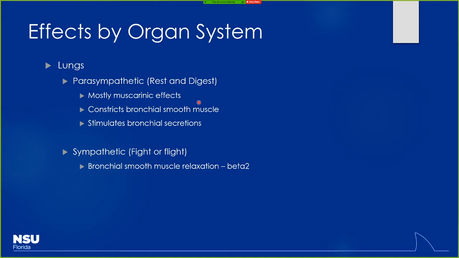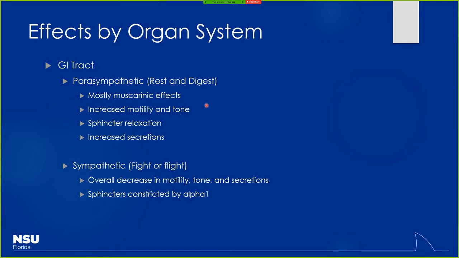So again, some ways we can provoke this, which sounds bad. Like, why would you want to give your patient an asthma attack? But for a diagnostic purpose, that could be useful here, as long as you've got the meds to reverse it when you need to. The GI tract, this is going to be a big one, especially when we talk about antispasmodic drugs, when we talk about diarrhea, when we talk about constipation. This is going to come up quite a bit.